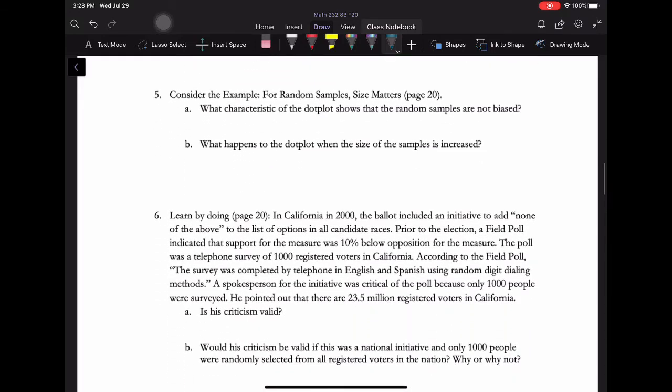Okay, so considering the example for random sample size matters, what's the characteristic of the dot plot that shows the random samples are not biased? Well, many samples have results that are above and below the actual population value. That's what we're looking for. There's no systematic favoring of one response over another.